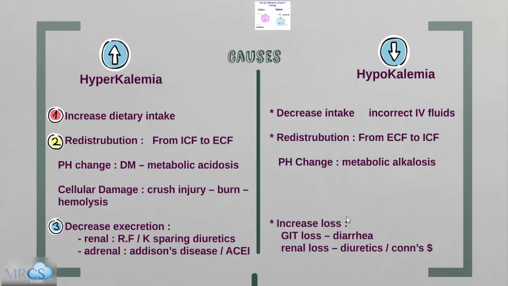On the other hand, hypokalemia is caused by increased loss of potassium, which means loss of potassium fluids, such as GIT loss or diarrhea, or using diuretics that do not spare potassium, or renal loss in some stages of renal failure, or Conn's syndrome. So for hyperkalemia or hypokalemia, the causes are very easy to know if you know the exact mechanism of the three causes of hypo or hyperkalemia.